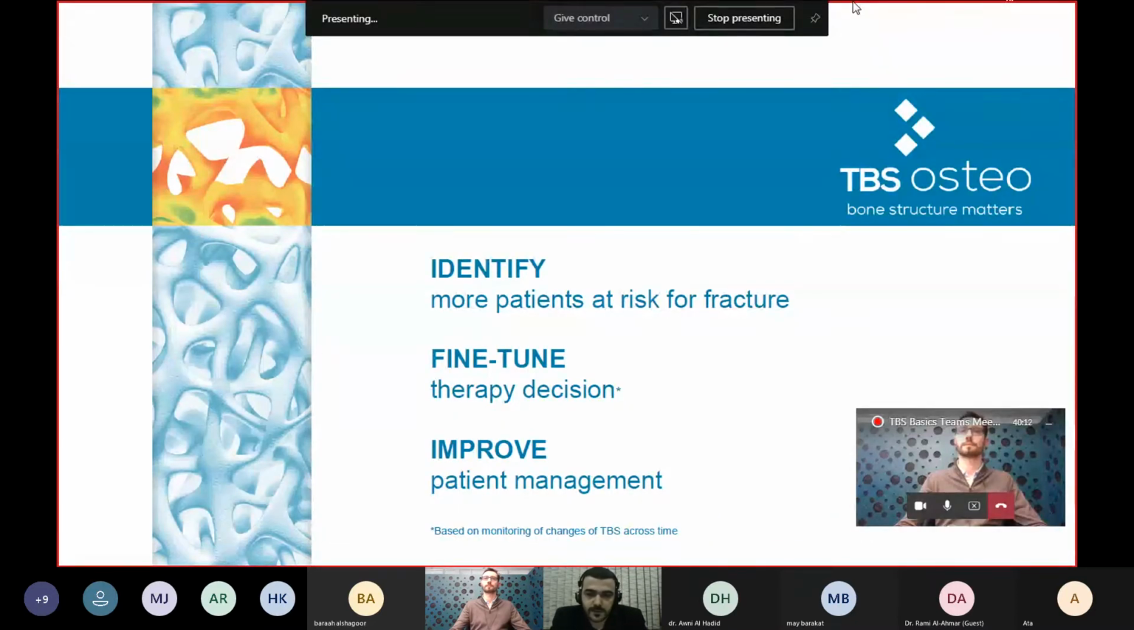Okay, let's start about what is the purpose or the benefits from knowing the trabecular bone score of the patients. It's to identify more patients at risk of fractures and fine-tune therapy decision and improve patient management.